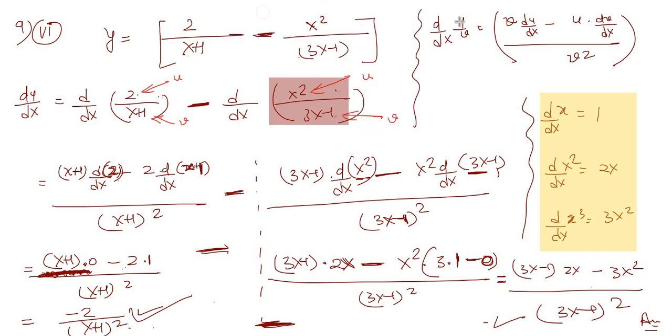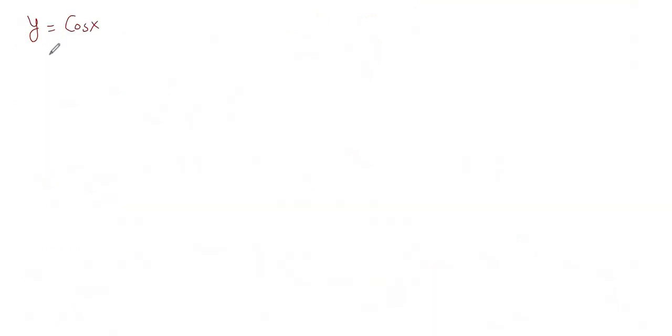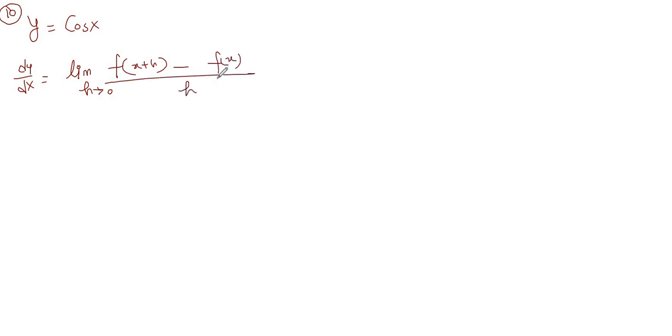Here these are the formulas that we are using. This is the quotient rule and these are the basic formulas. So this was the 9th question. Let's see the next one. It says find out, this is question number 10, the derivative of cos x from first principle. So from first principle, the formula is limit h tending to 0, f of x plus h minus f of x by h. I think everybody knows this formula, correct? So here is the formula for first principle.